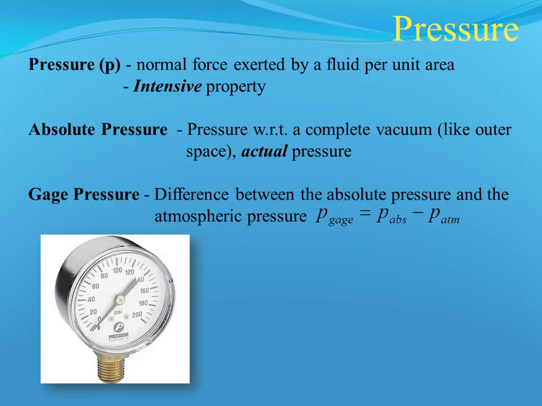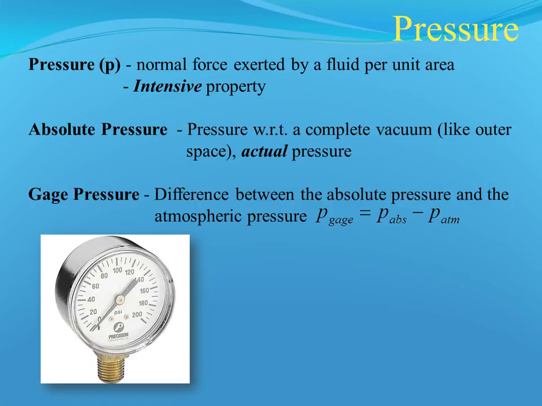You can imagine a vacuum would be something like outer space, and a lot of times you can think of it as just the actual pressure. Since we're on Earth, we have an atmospheric pressure that affects all of us at all times. It's always around us. So on Earth, it's convenient for us to use what's called gauge pressure. This is the difference between the absolute pressure and the atmospheric pressure. So gauge pressure is equal to the absolute pressure minus the atmospheric pressure.